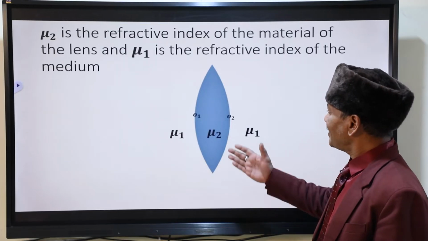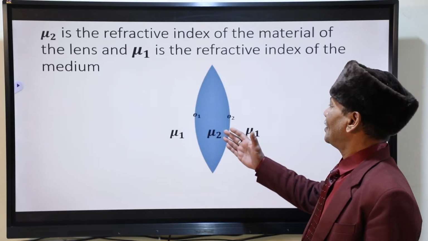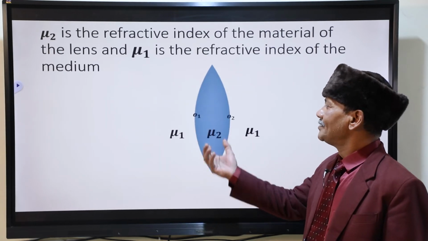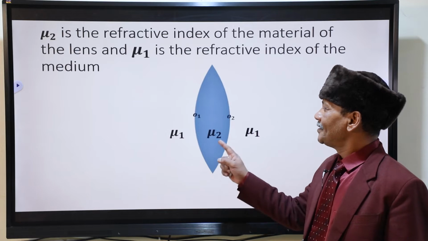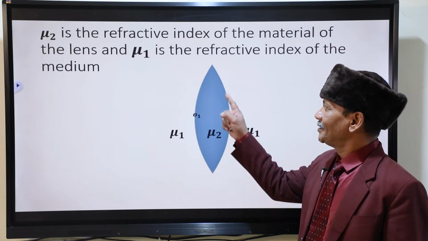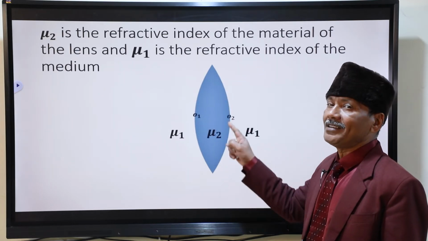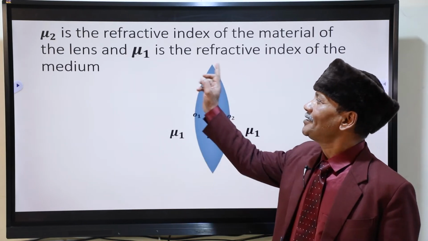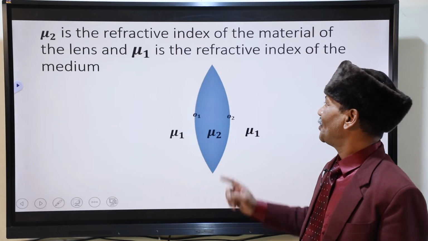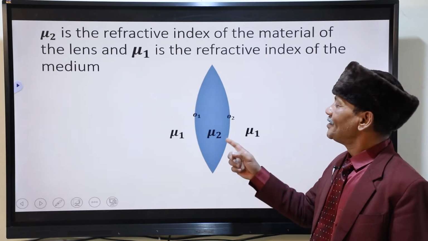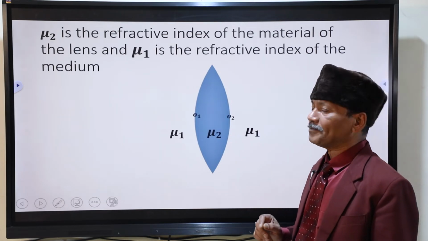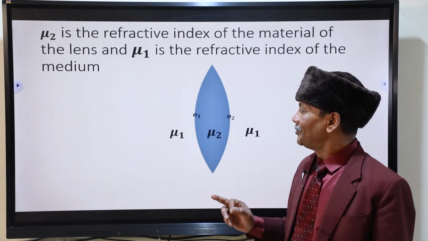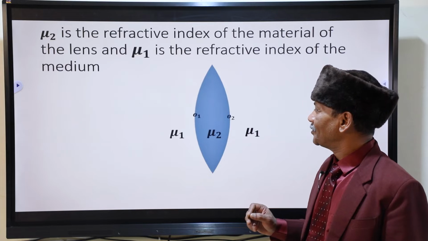You can see the lens. You are acquainted, this is the convex lens. This is mu2 in your formula, the refractive index of the material of the lens. This is the refractive index of the medium in which the lens has been placed. But what I want to remind you is this.